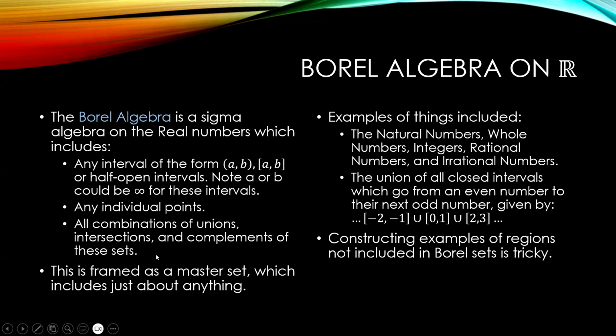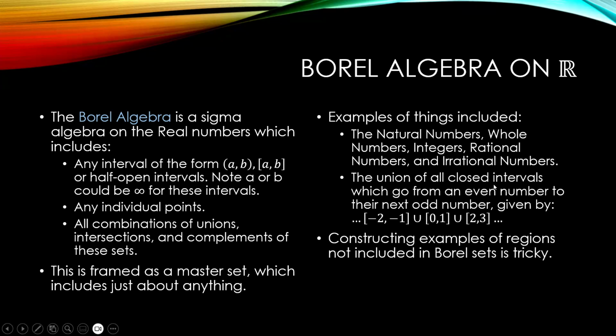Then we're going to take all combinations of unions, intersections, and complements of these sets that we have created. This is framed as a master set, which includes just about anything, and we can divide it in a whole number of different ways. This is a very structured way of approaching the real numbers. Examples of things included are the natural numbers, the whole numbers, the integers, the rational numbers, and the irrational numbers. They would all be included in the Borel algebra, in this sigma algebra.